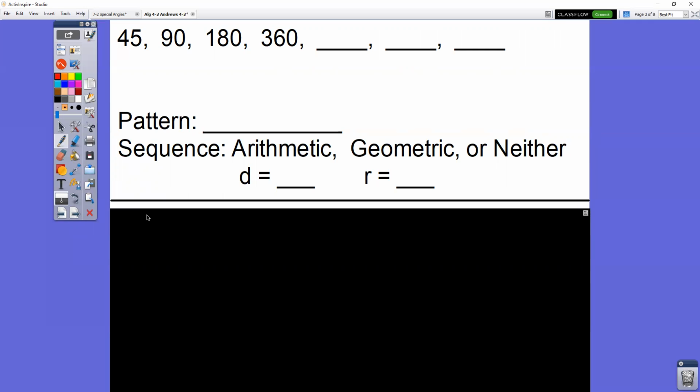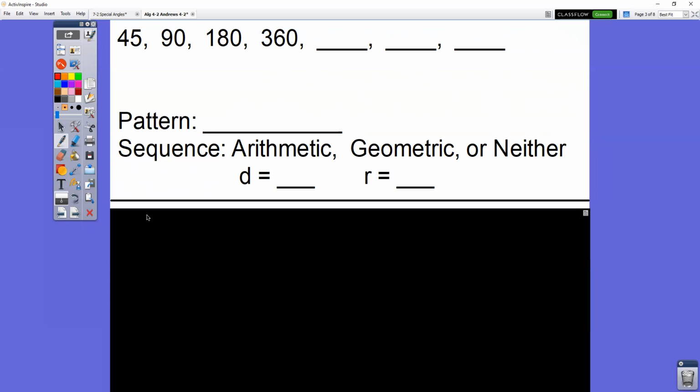You have to find the next 3 numbers in the pattern. Decide what the pattern is, whether it's arithmetic, geometric, or neither. Then, depending on if it's arithmetic, you have to find the common difference. If it's geometric, you have to find the common ratio. So 45 to 90 to 180 to 360.